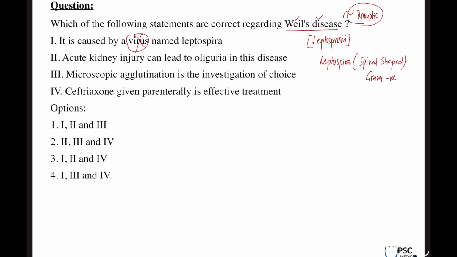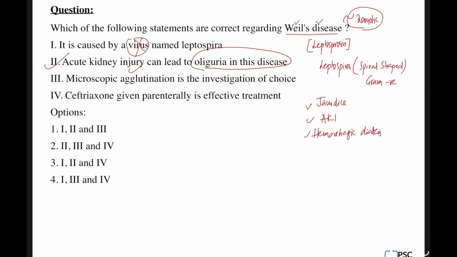Classically, the patients with leptospirosis will have liver and kidney dysfunction. That means they'll present with jaundice, acute kidney injury or renal dysfunction, and they'll also have hemorrhagic diathesis, that is hemorrhagic or bleeding manifestations. So acute injury can lead to oliguria in this disease. And how do you diagnose Weil's disease or leptospirosis? There is a gold standard investigation known as MAT, microscopic agglutination test, which is the investigation of choice. Within the first week of developing disease, the MAT will be positive in these cases.